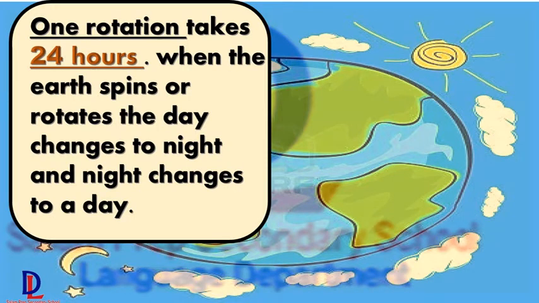One rotation takes 24 hours. When the Earth spins or rotates, the day changes to night and night changes to day.